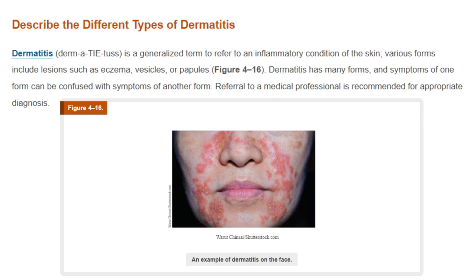Dermatitis is a generalized term to refer to an inflammatory condition of the skin. Various forms include lesions such as eczema, vesicles, or papules. Figure 4.16. Dermatitis has many forms, and symptoms of one form can be confused with symptoms of another form. Referral to a medical professional is recommended for appropriate diagnosis.